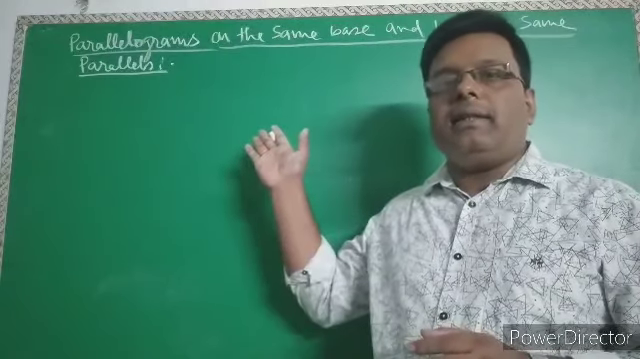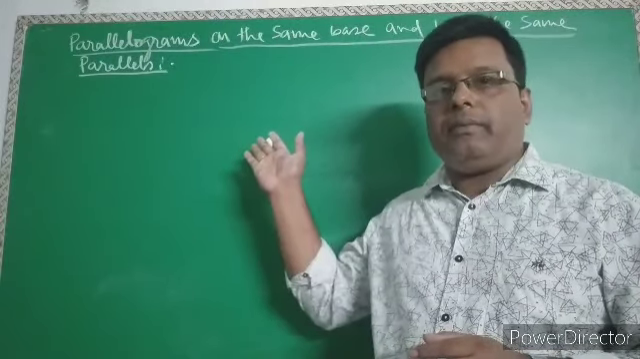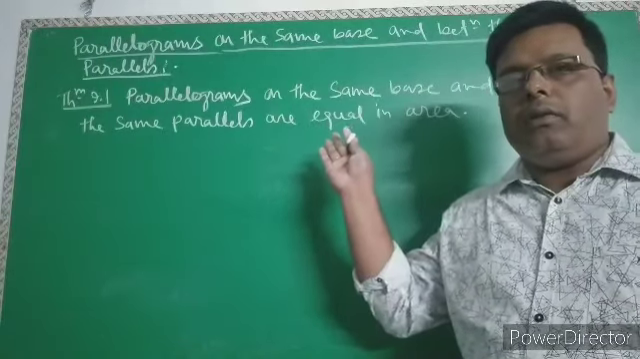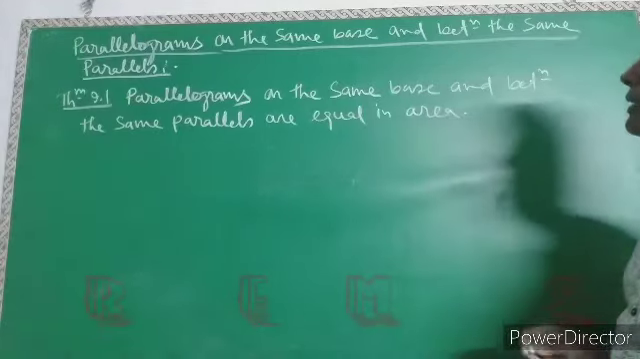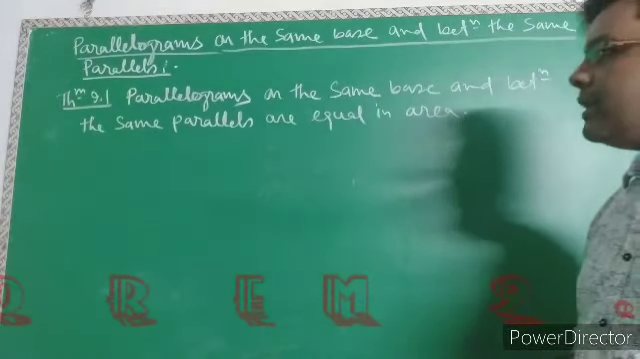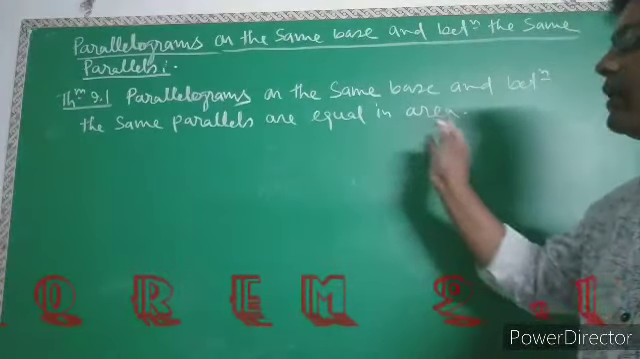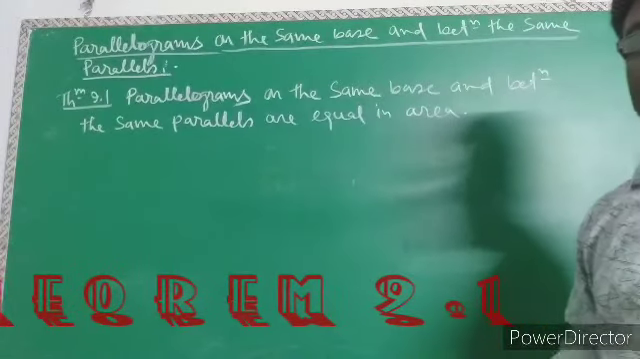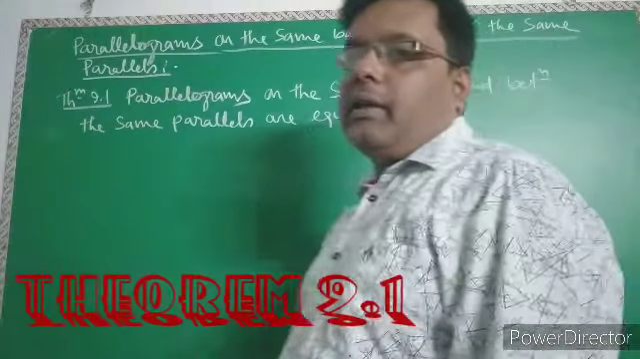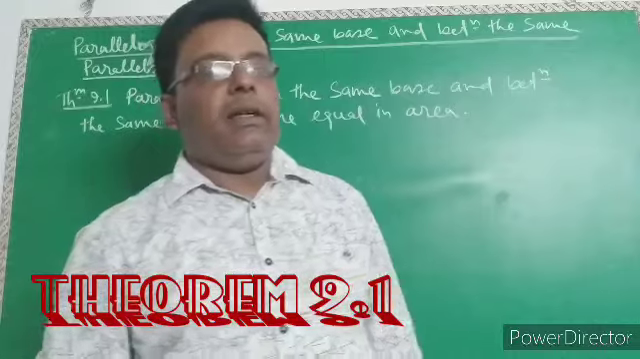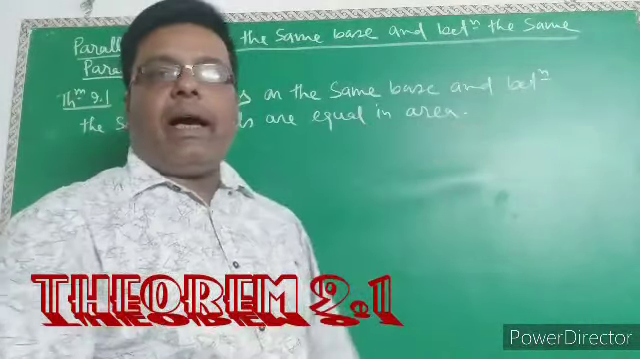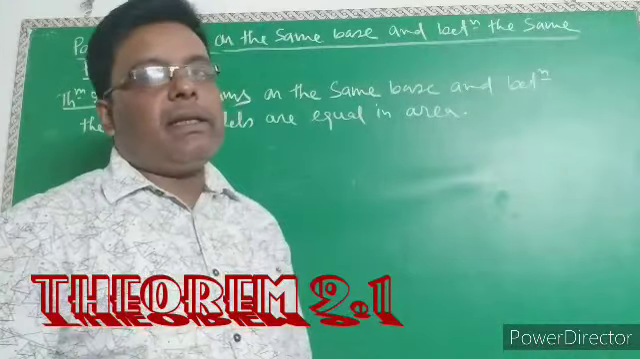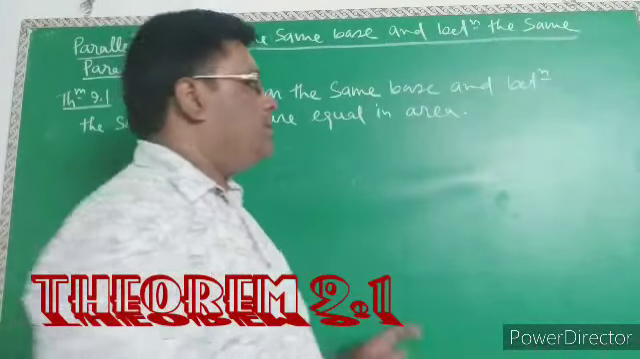So here is theorem 9.1. Parallelograms on the same base and between the same parallels are equal in area. That is, if we have two parallelograms on the same base and between the same parallels, that is, the heights are the same, then their areas will be equal.